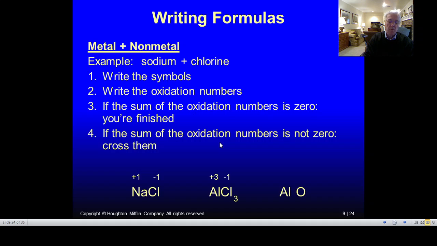Now let's look at aluminum combining with oxygen. The oxidation numbers for aluminum and oxygen are plus 3 and minus 2. They do not add up to 0, so we cross them, and this is what we come up with, Al2O3.